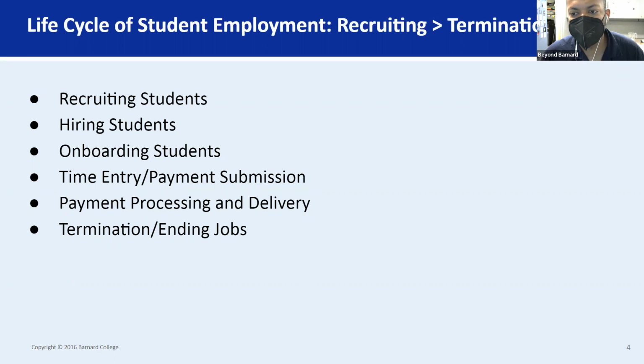And then once a student is done with their work, they'll need to either be terminated or have their job ended. A student is terminated if they only have one position or if all of their positions on campus are ending. And if they have multiple jobs and only one job is ending, we use the task end job to end their job on campus.